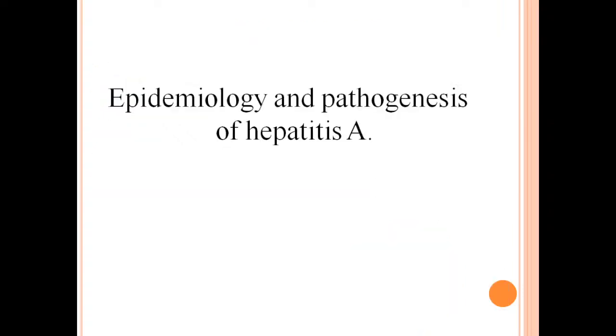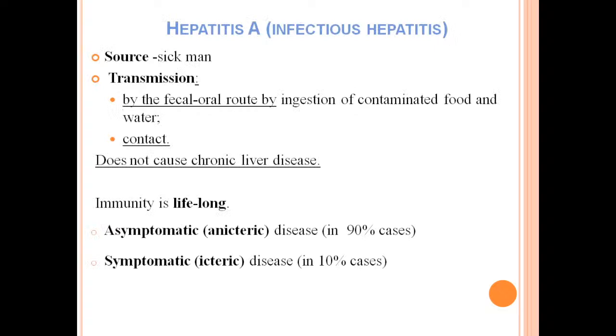Epidemiology and pathogenesis of hepatitis A. The source of infection is sick people. Transmission, we have said it's a foodborne and waterborne hepatitis form. It's transmitted by the fecal-oral route, by ingestion of contaminated food and water, and by direct contact. It never causes chronic liver disease, only acute infection. Immunity after hepatitis A is lifelong.